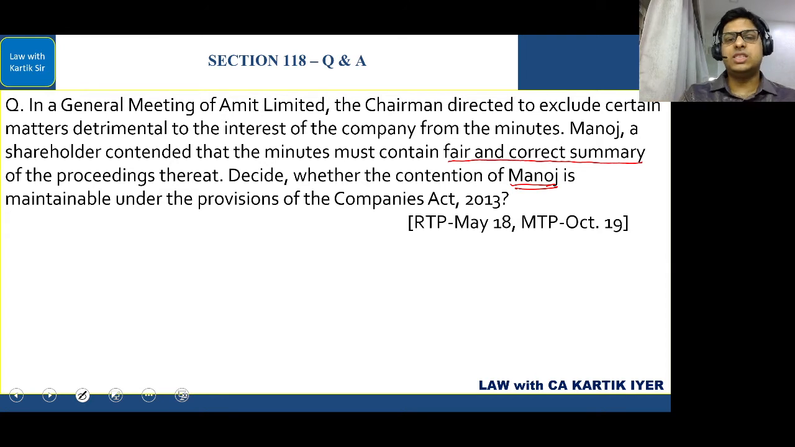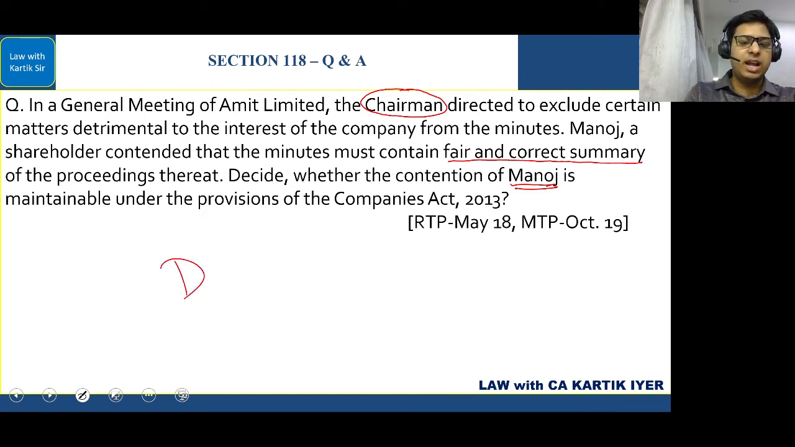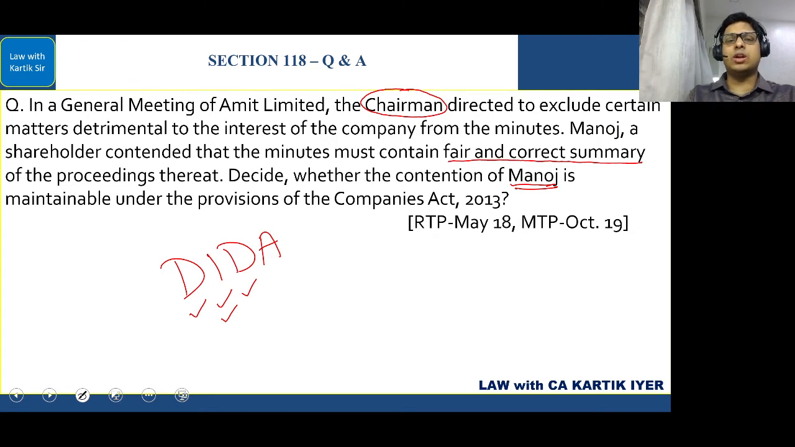But the chairman has been given powers under section 118, read with rule 25, where the chairman can exclude the DIDA matters. Remember, DIDA we had done in the class. And DIDA is basically what? If the chairman thinks that some matter is defamatory to any person, or it is irrelevant or immaterial, or the matter is detrimental to the company's interest, the chairman has absolute discretion, that is absolute power, to select which matter to be included in the minutes, which matter to be excluded.